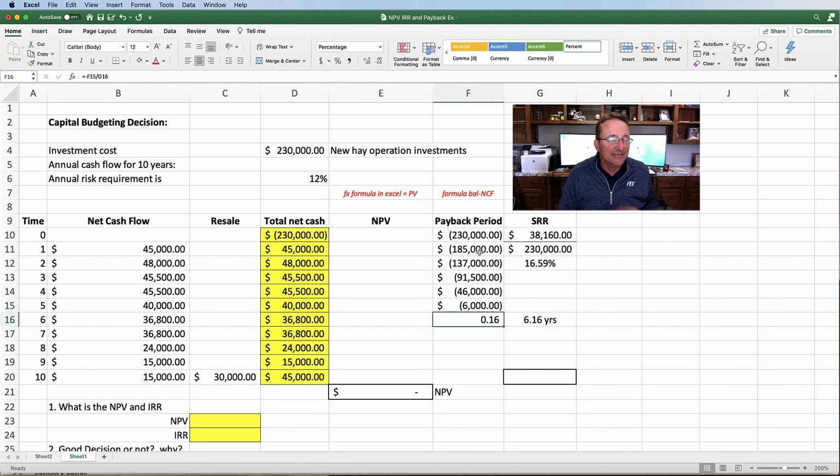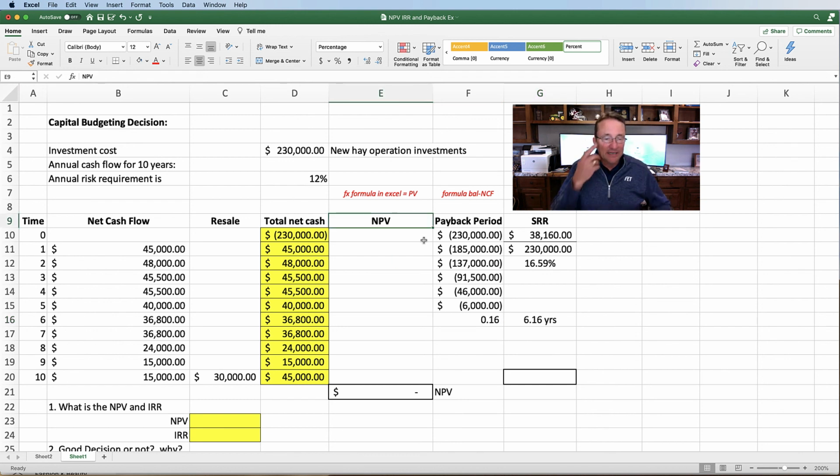Going to year 6, I don't need it all. In year 6, I need about 0.16 of that. So 6.16 years. That's how long it takes you to get your money back. Still doesn't tell me about the risk.